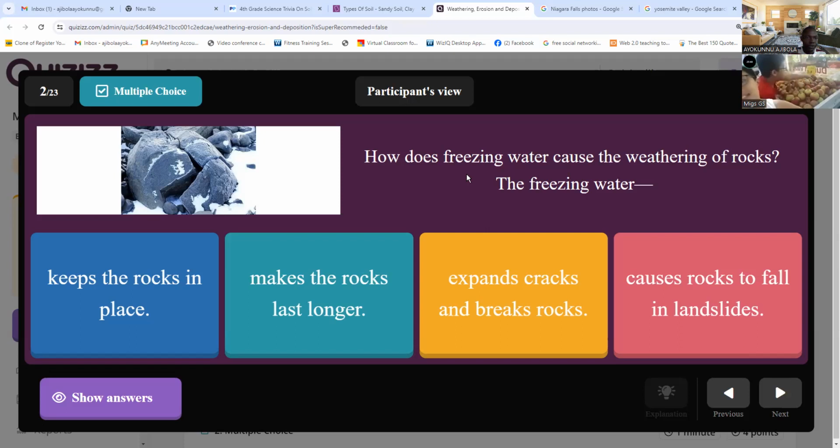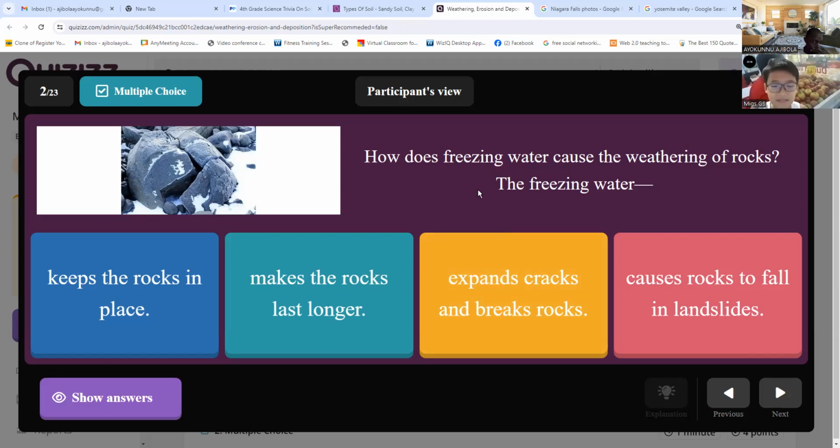So how does freezing water cause weathering of rocks? That is, how does freezing water cause rocks to break apart? The options say: keeps the rocks in place, makes the rocks last longer, expands cracks and breaks the rock, causes rocks to fall in landslide. I think the option should be C. What is option C? Expands cracks and breaks rocks.